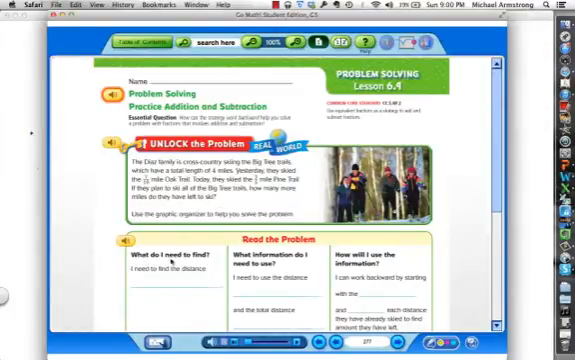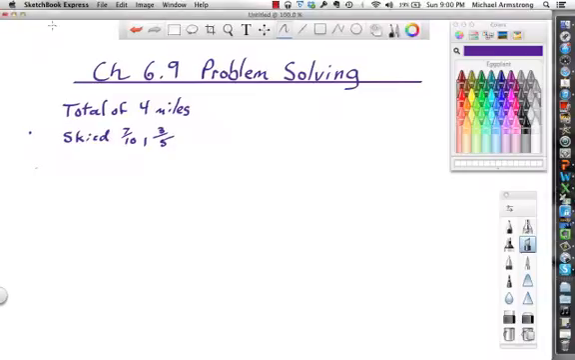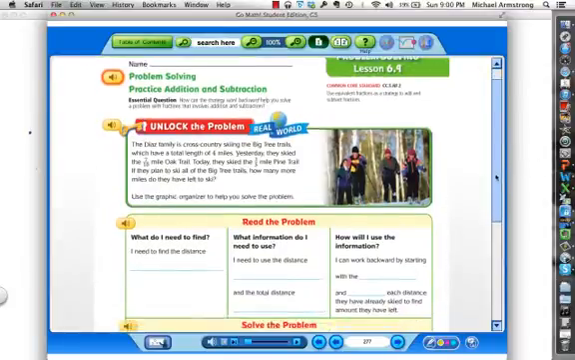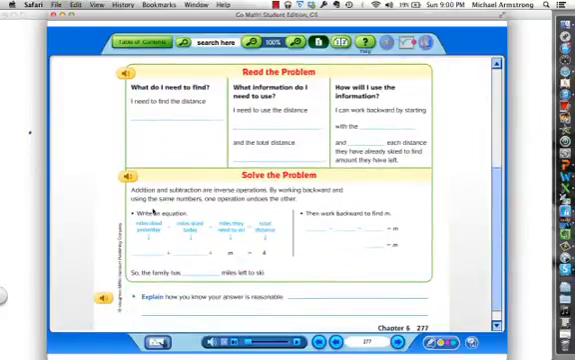So we look down here, what do I need to find? I need to find the distance they have left to ski. So we're going to find distance left to ski, and you can see that in the question, how many more miles do they have left to ski? Use the graphic organizer to help you solve the problem, and there's a little graphic organizer down here. We have to start with the end.